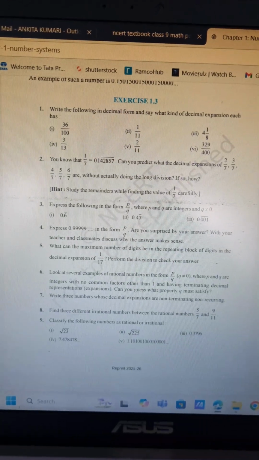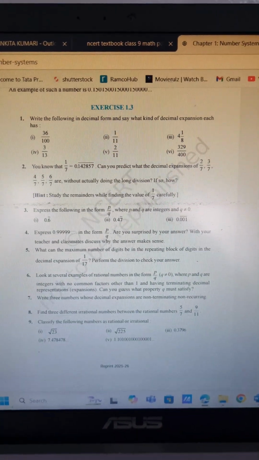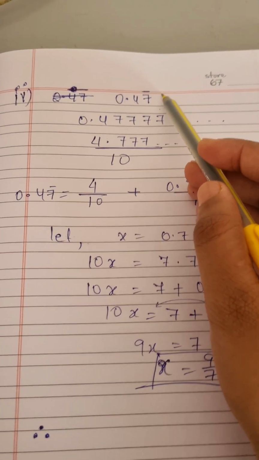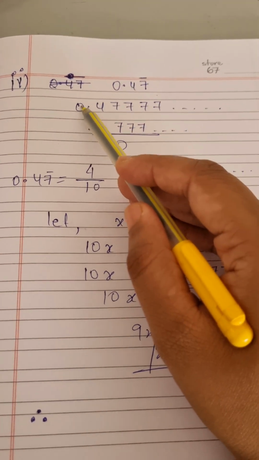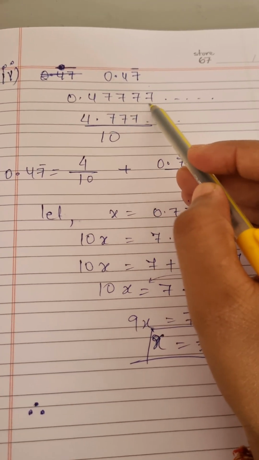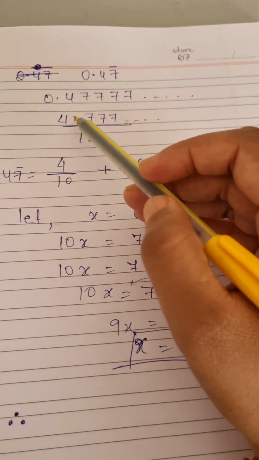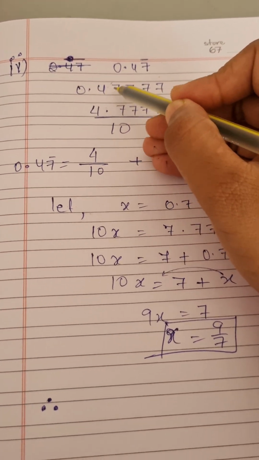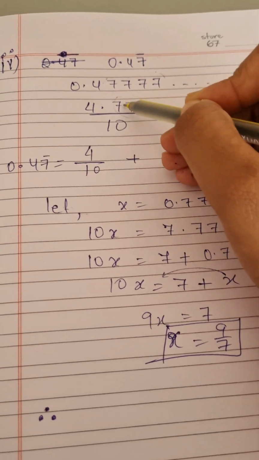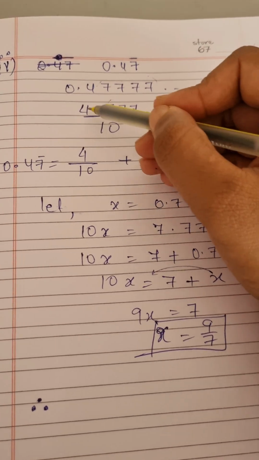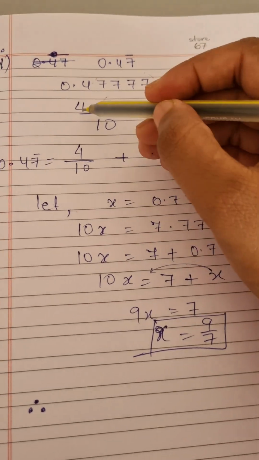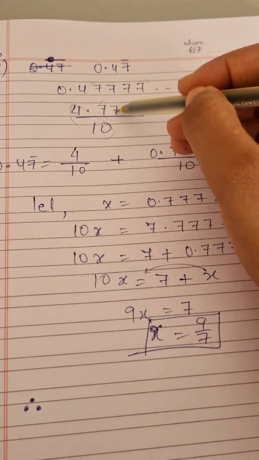Now, the next question was 0.47 bar, the second question of the third main. Now 0.47 bar, the bar is only on the 7. So it will be written as 0.477777 and goes on. Can I write that in the form of a fraction? I'll just keep this decimal part here because these digits are the same. That is why I wanted to keep them after the decimal. So 4.7777 goes on, divided by 10. So this is separated, this is separated.